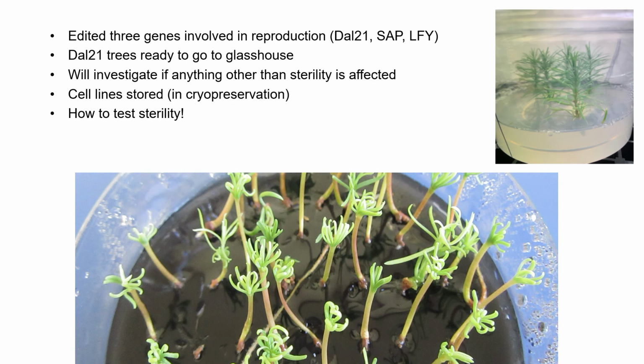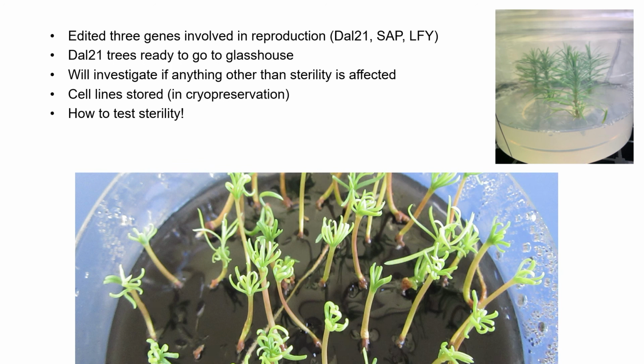And really my final slide is just to tell you where we've got with the gene editing. As you can see here, we've successfully edited 3 different genes we believe are essential for reproduction. The first one which we edited, DAL21, now has trees ready to go into the glasshouse. You can see some little pictures of these trees on this slide. And we're going to plant them in the glasshouse so we can check that they grow normally.